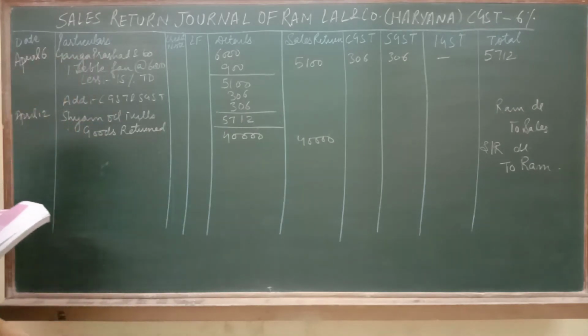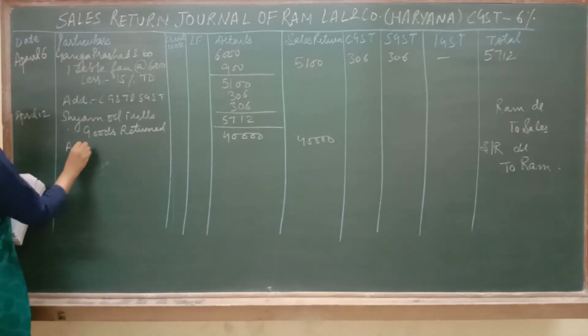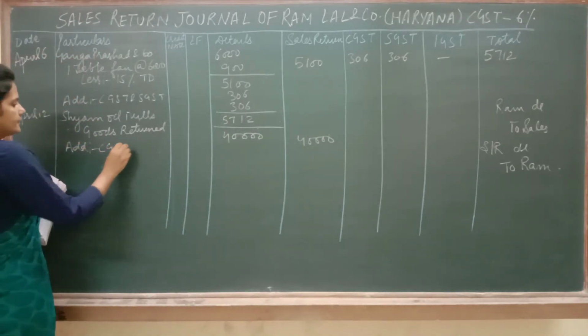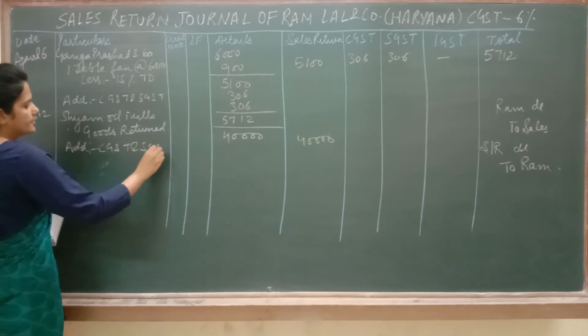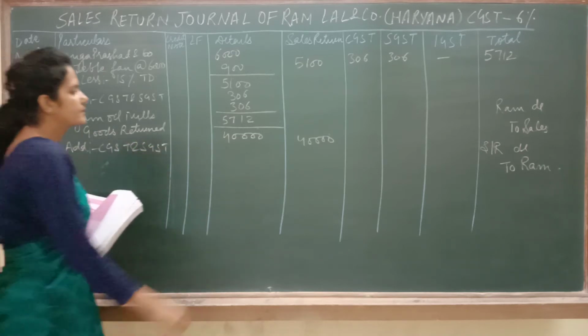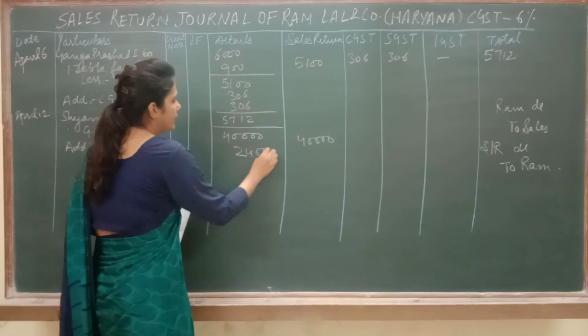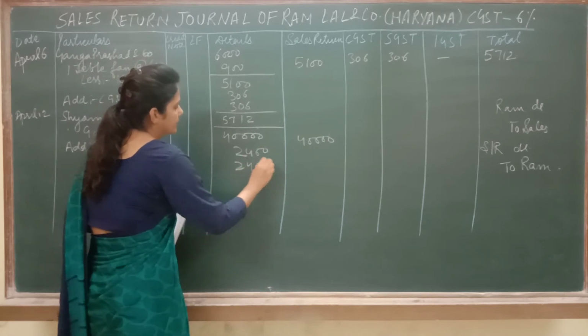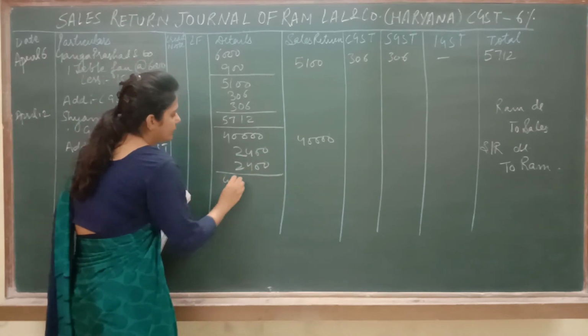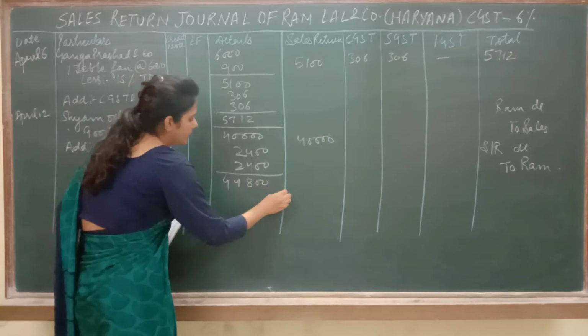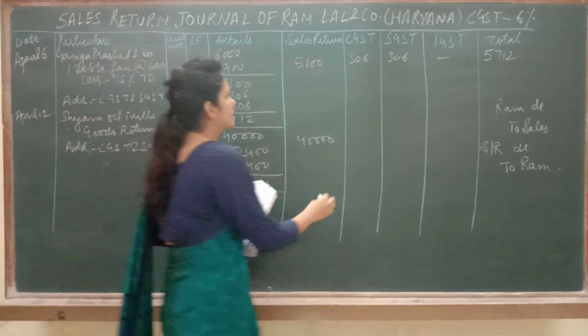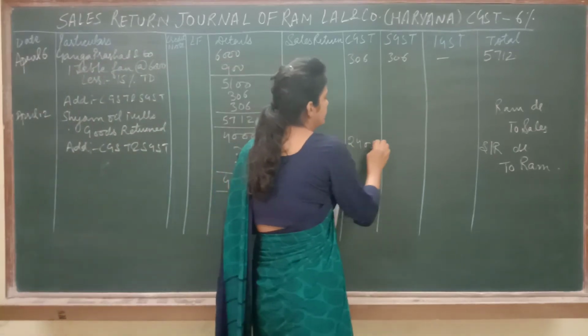Now again we have to charge CGST and SGST. So add CGST and SGST. It is 6%, so 2,400, 2,400. The total will be 44,800. So write that way.